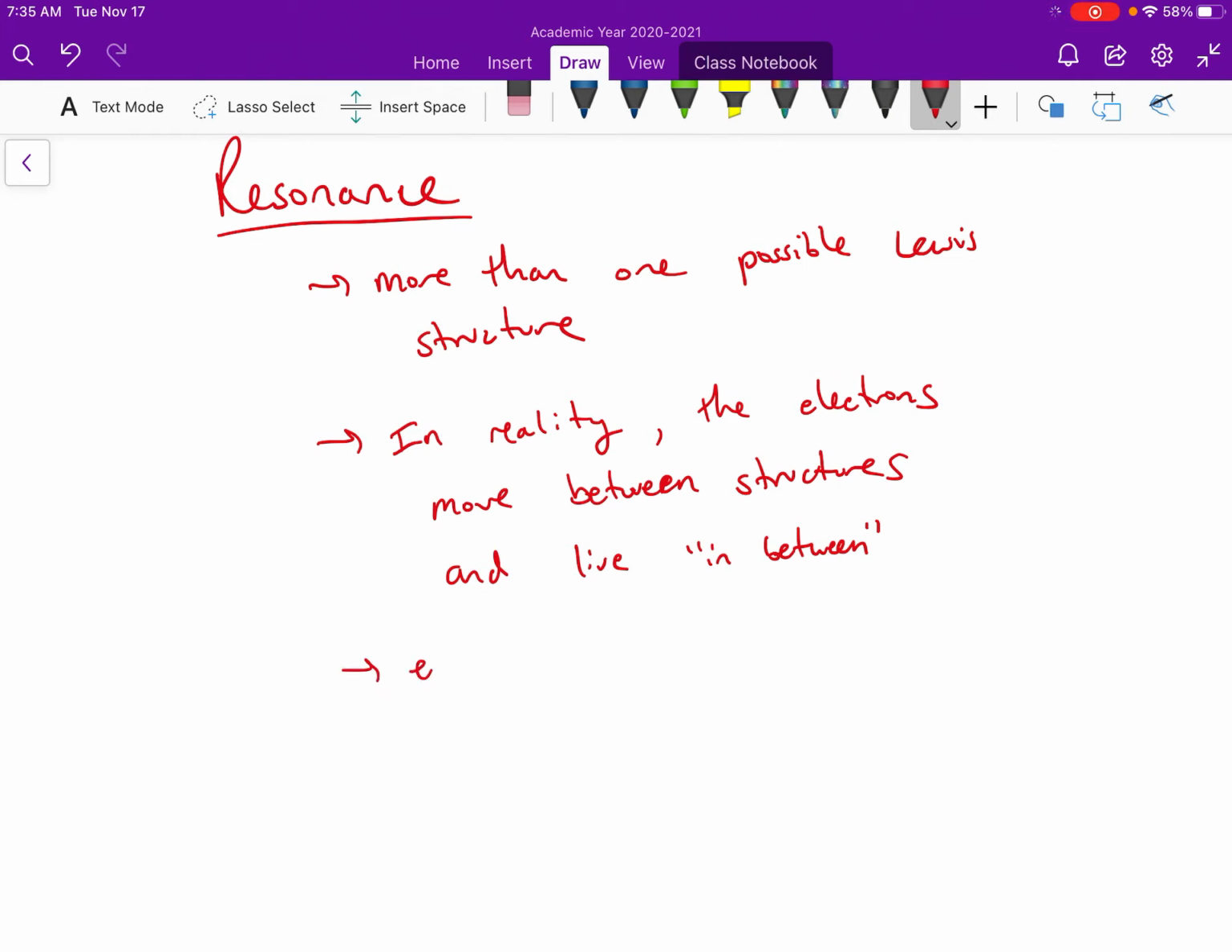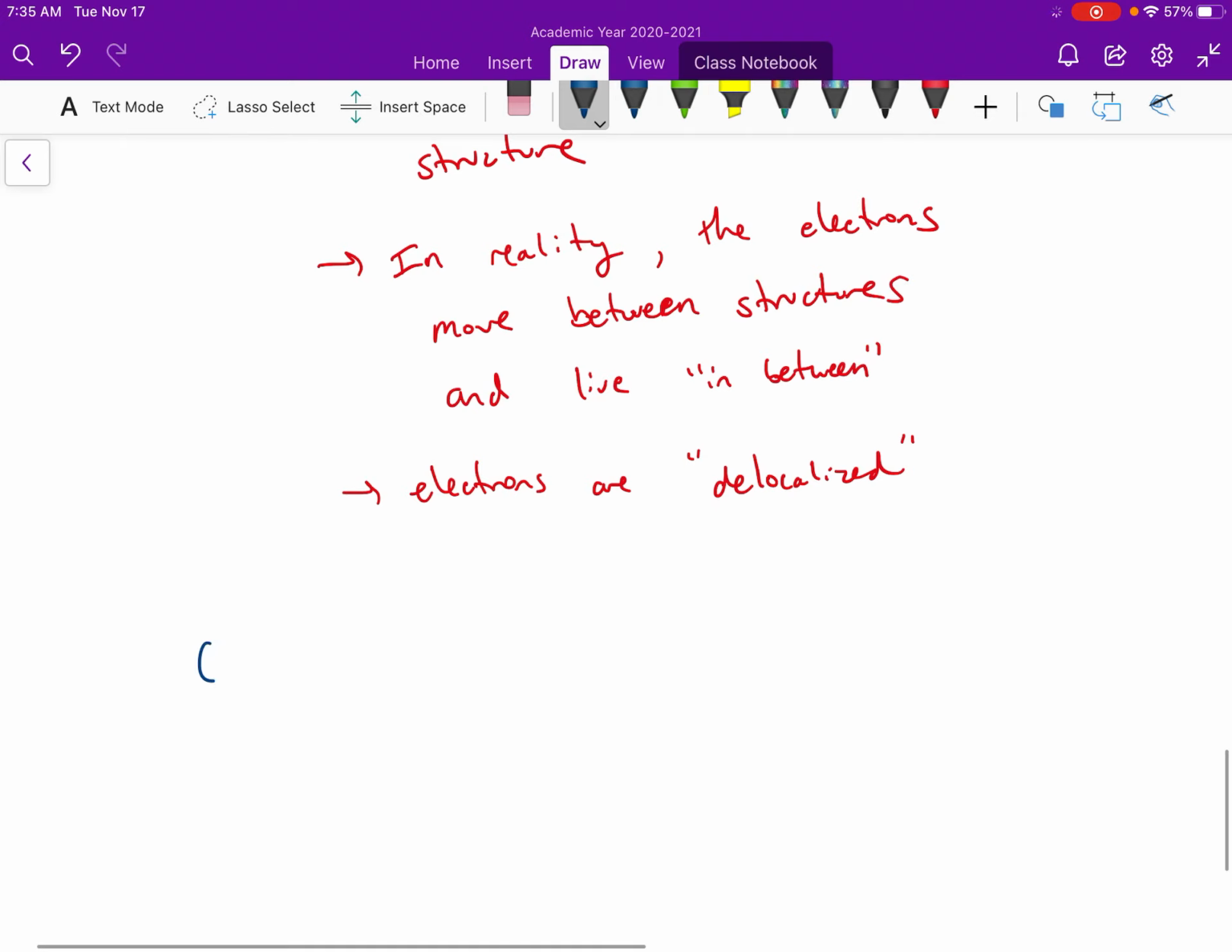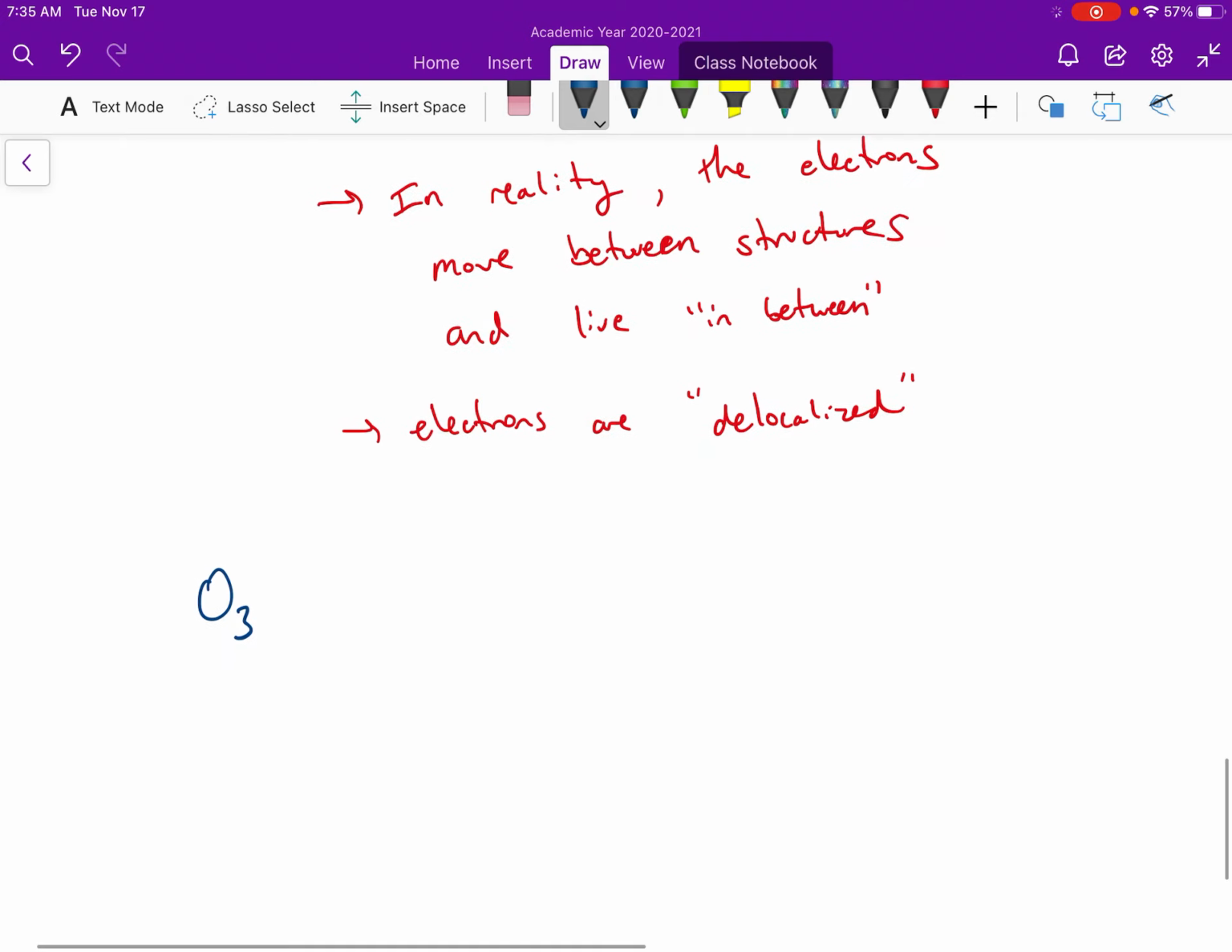So what that means is the electrons are delocalized, right? Which literally means they're not stuck in a spot, like in a particular bond or on a particular atom. They're sort of free flowing around. So here's an example. Ozone. O3 is ozone.